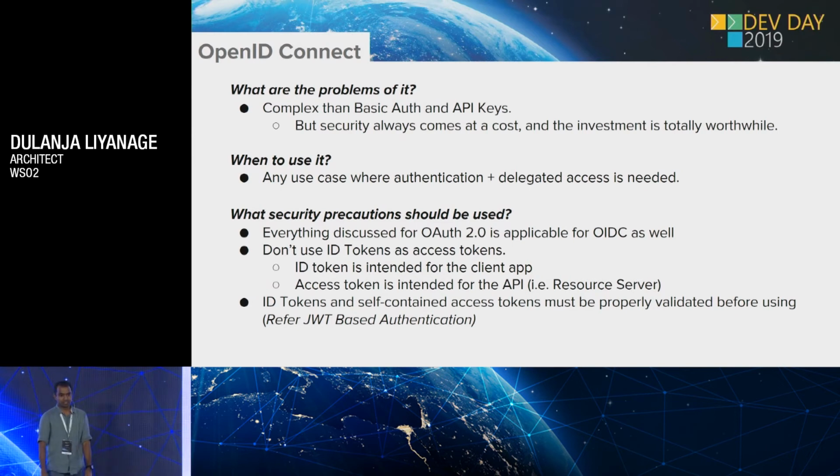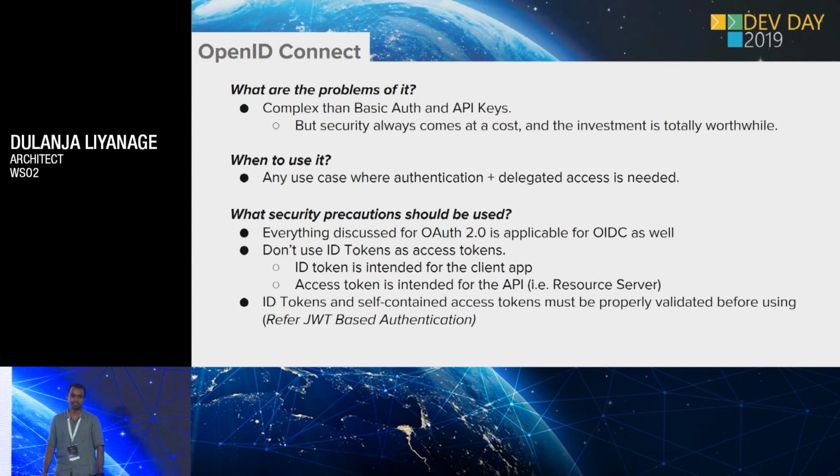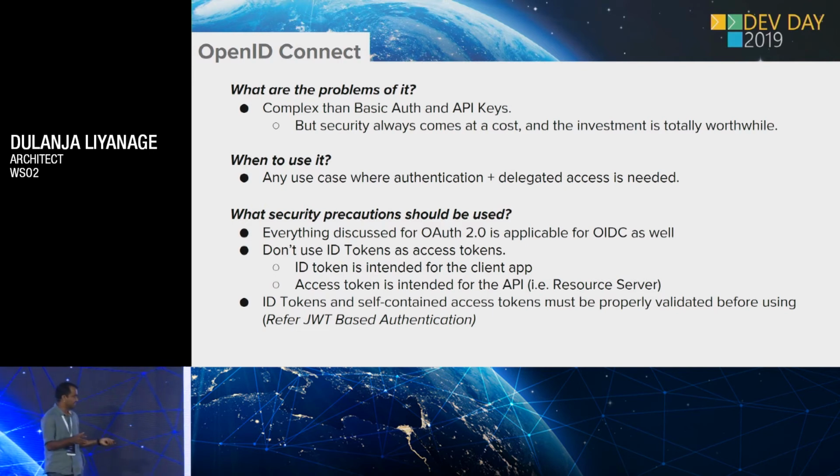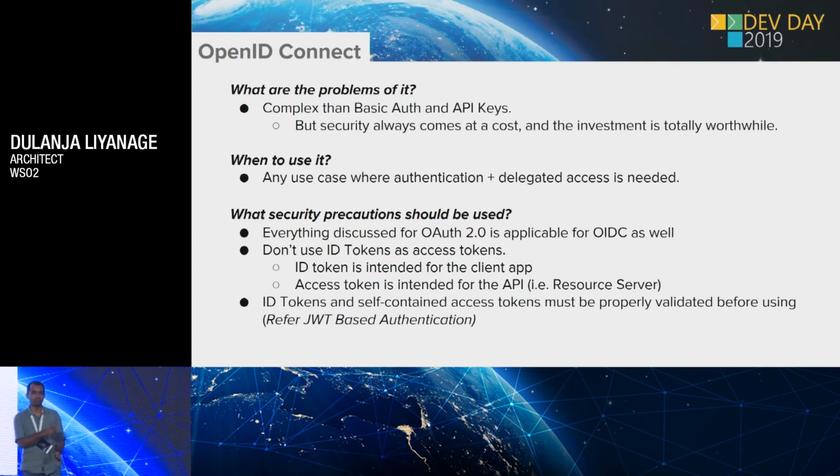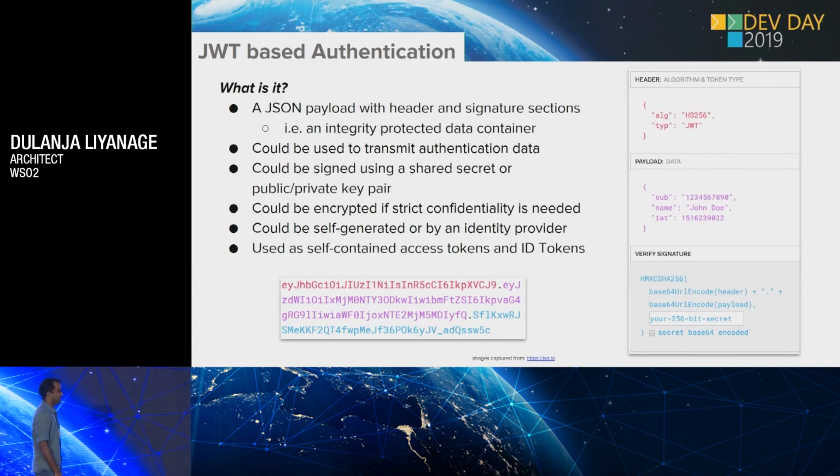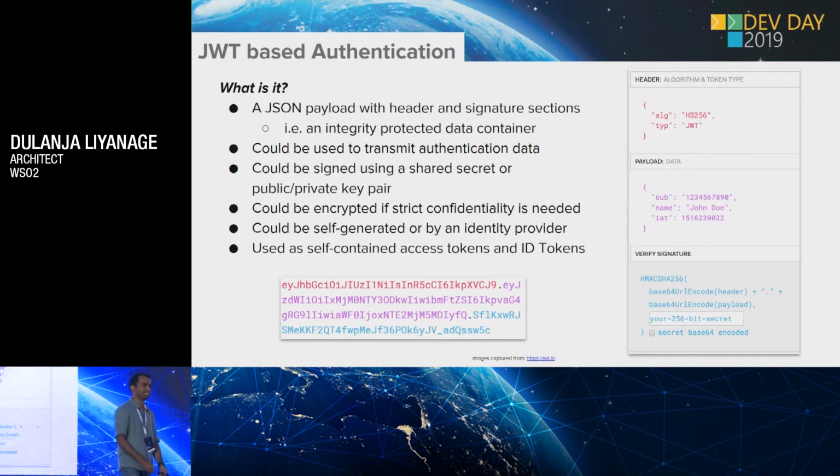Don't use ID tokens as access tokens. You might be tempted to send the ID token with the API request. Never use that. The ID token is meant for the client. The access token is meant for the resource server, right? Yeah, so ID tokens and self-contained access tokens, as I mentioned, are JWTs. So those must be properly validated before using. We'll check later what those validation points are. Yeah, later means in this slide, right?